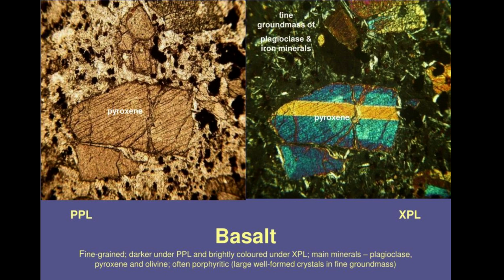However, there are quite a large group of crystals that occur in between the fine groundmass. So this type of texture is known as porphyritic texture. I don't really want to go too deep into this because it would be a much longer video. So just to make it short, basalt is typically composed of olivine, pyroxenes and plagioclase.